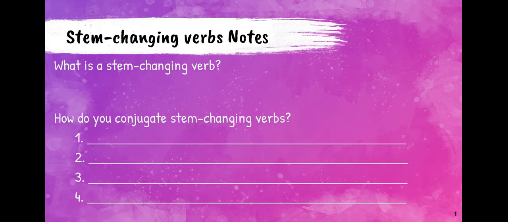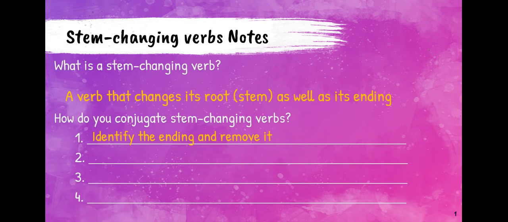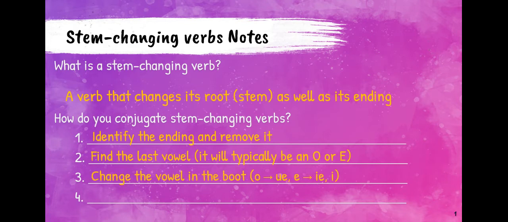So a stem changing verb is a verb that changes its root or its stem as well as its ending. To conjugate that, the first thing you want to do is identify the ending and remove it. Then you're going to find the last vowel. You have to do this second. Typically, it will be an O or an E. Like 99% of the time, it will be an O or an E.